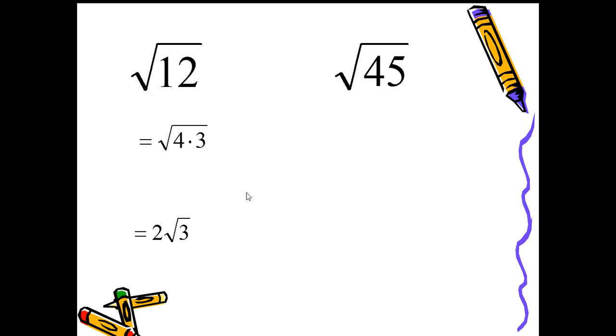Radical 45, it's 9 times 5, because 9 is a perfect square. So what is radical 9? 3. So it's 3 radical 5. It's not hard. You'll be used to it from now on.